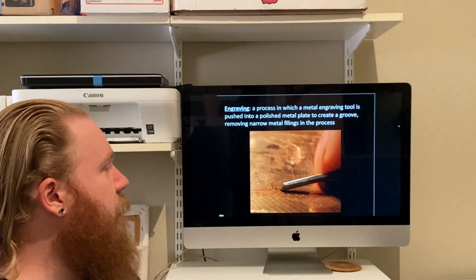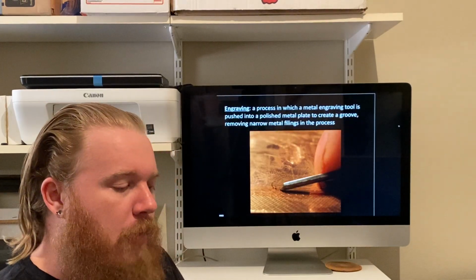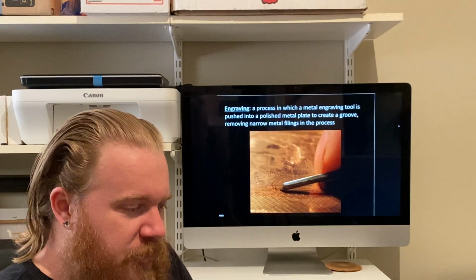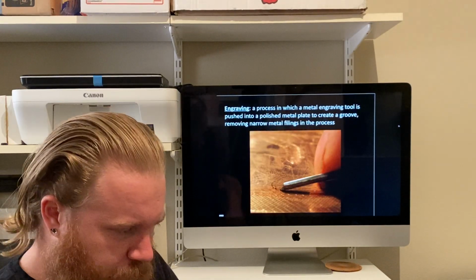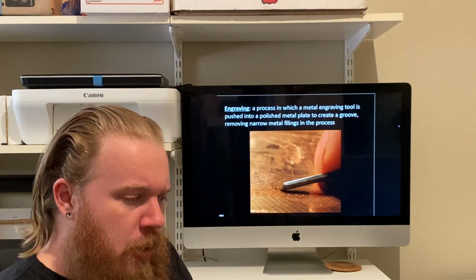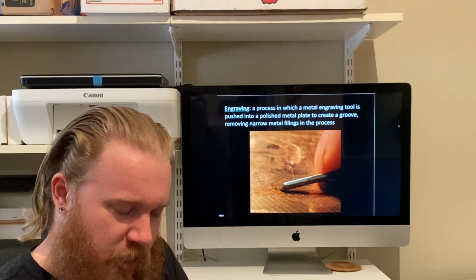However, there are a few different kinds of intaglio. So our most basic one is engraving. And this is a process in which a metal engraving tool is pushed into a polished metal plate to create a groove, removing narrow metal filings in the process.